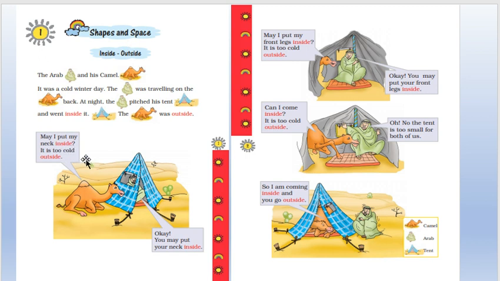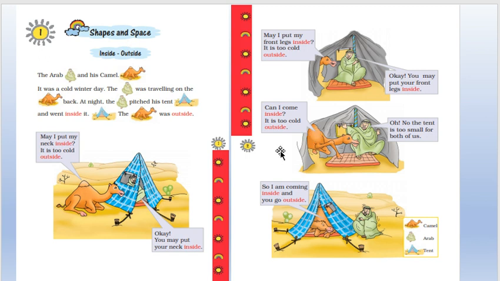May I put my neck inside? It is too cold outside. Okay, you may put your neck inside. After some time, the camel said, may I put my front leg inside? It is too cold outside. What did the Arab say? Okay, you may put your front leg inside.